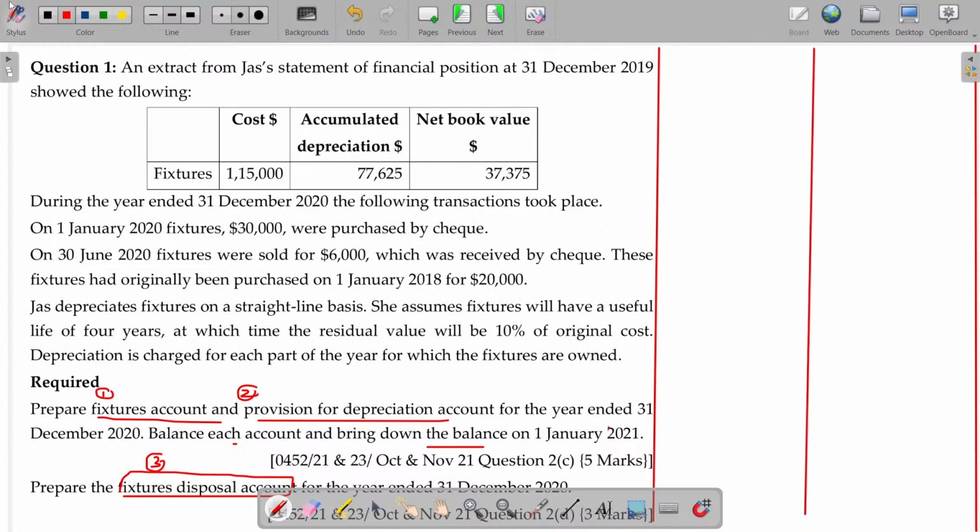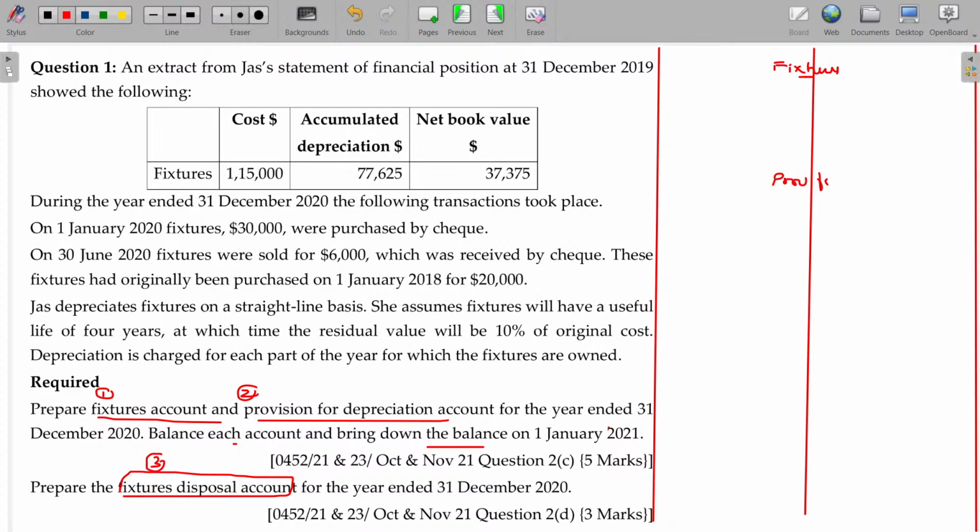So what ledgers are going to be prepared? Fixtures account. I'll finish up the format, and then the accumulated provision for depreciation account, provision for depreciation of fixtures account, and the disposal account, disposal of fixtures account.